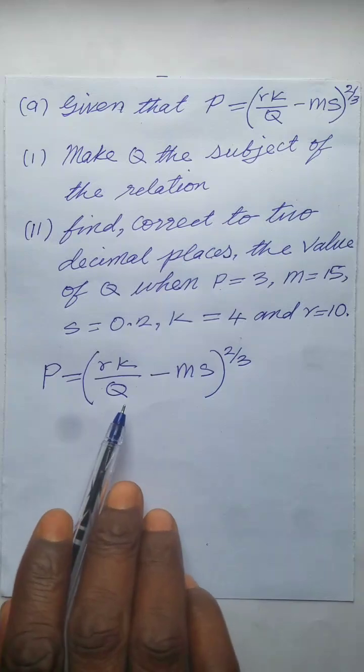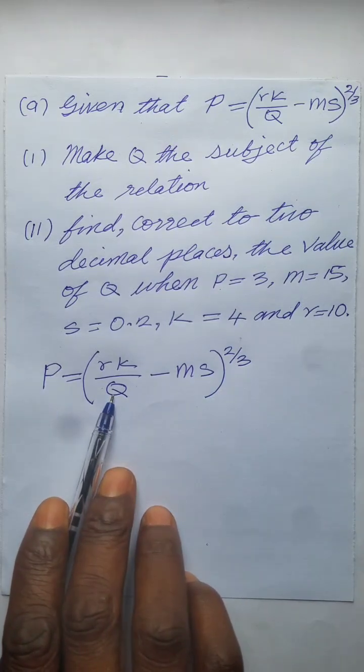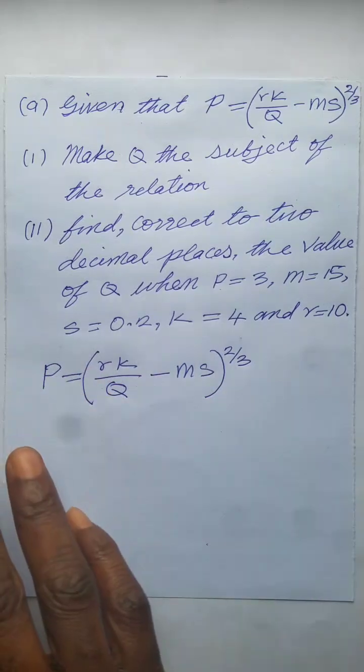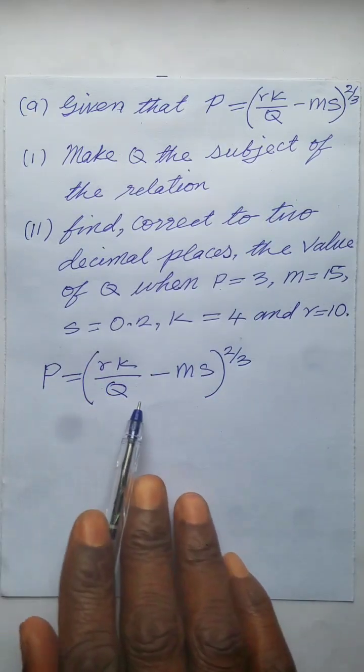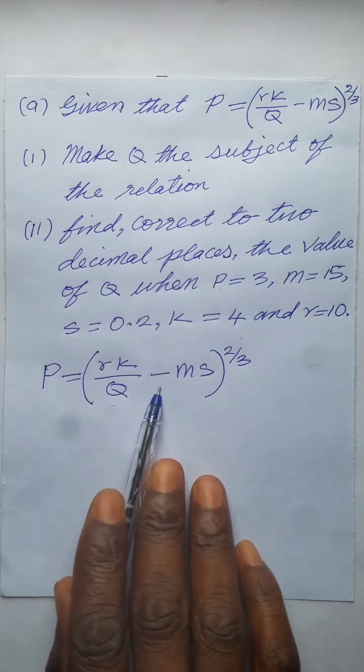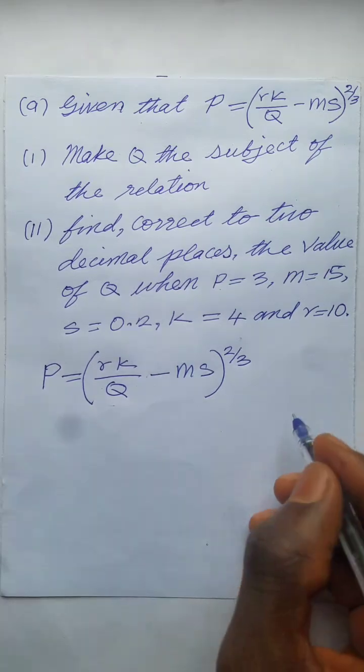Now we are trying to make Q the subject of the formula. That means Q should stand alone on one side and everything else should move to the other side. Is that okay? So we're supposed to remove MS because MS is subtracting. Remember BODMAS?